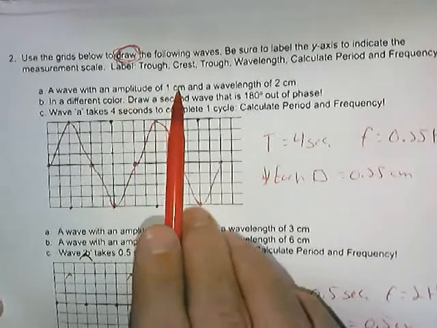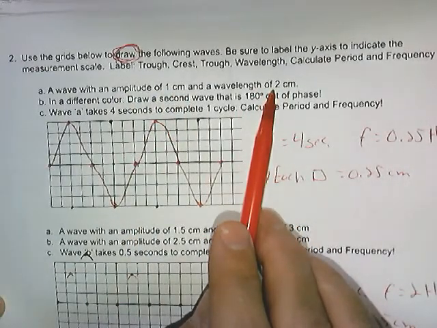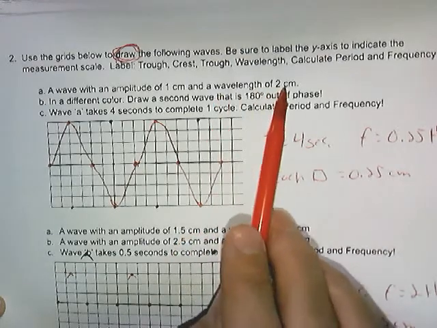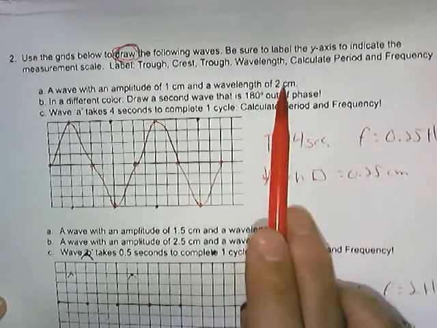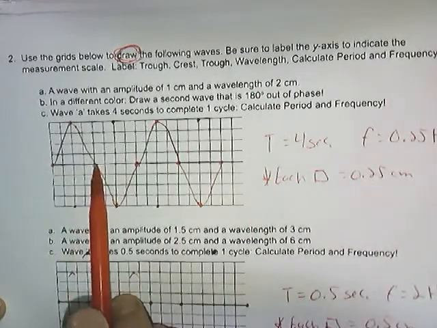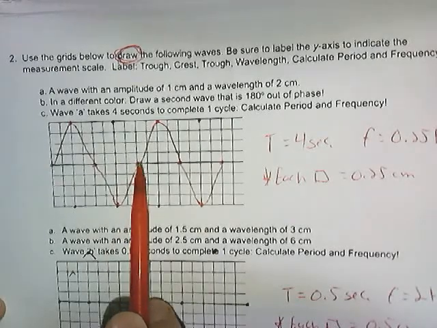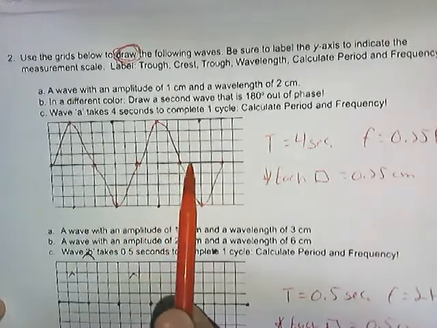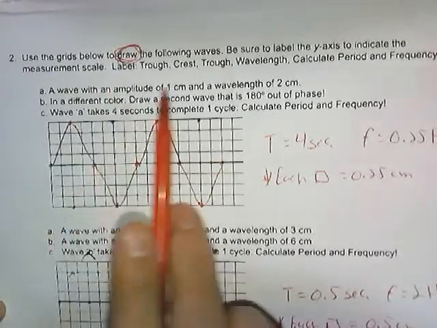So a wave amplitude of 1 centimeter and wavelength of 2 centimeters. That means the wavelength here is going to be 8 boxes. 8 boxes, because each one is 0.25 centimeters. So in this case, I've got 1, 2, 3, 4, that's half, 5, 6, 7, 8, that's 1 wavelength. And then here I've got 1, 2, 3, 4, 5, 6, 7, 8. So I drew my second wavelength. So I satisfied the rules here.